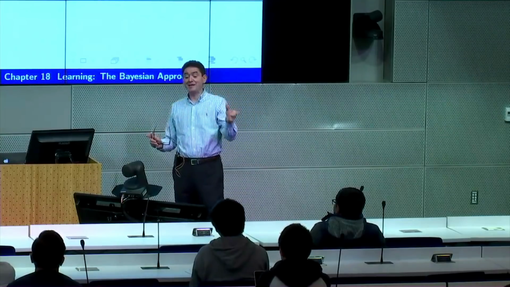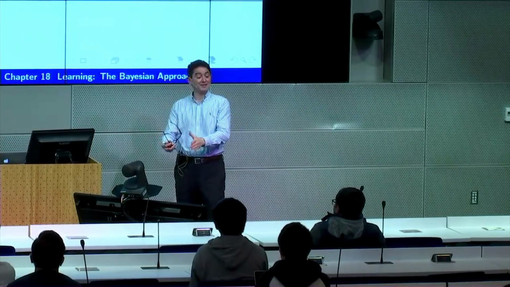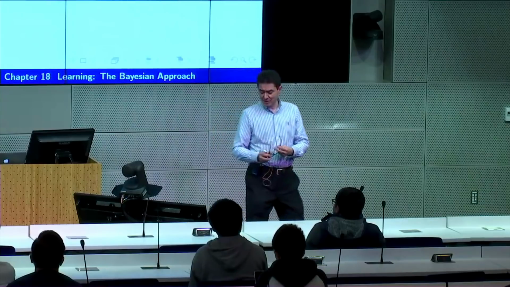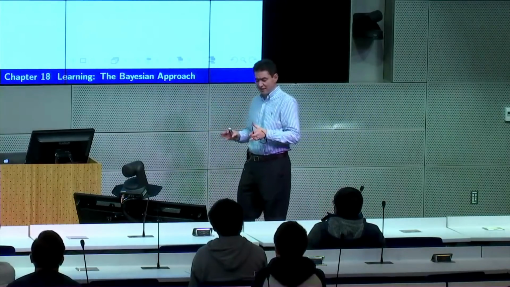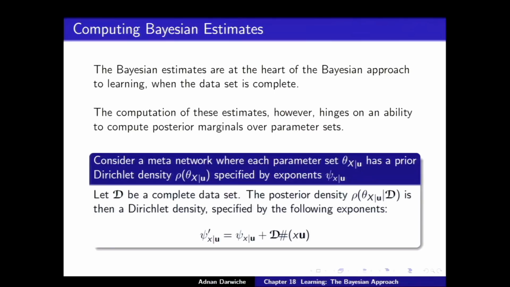And then we'll do a little bit about what you do when the data is incomplete, and that's going to be it for this chapter. There is a lot more material. I'll just mention it briefly at the end, but we'll not go over it. All right, folks. So here's one of the nice things about the Dirichlet.